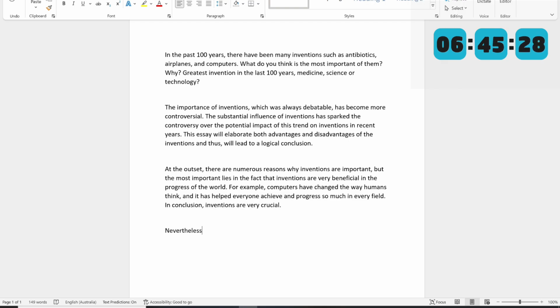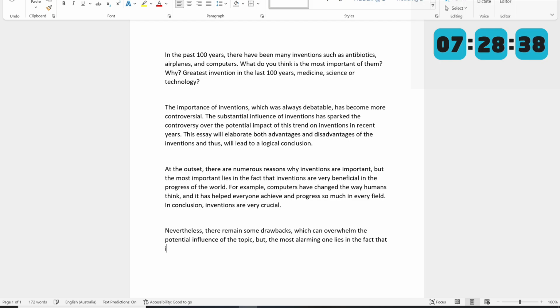Nevertheless, now obviously it's a negative paragraph. Nevertheless means opposite. There remain some drawbacks which can overwhelm the potential influence of the topic, but the most alarming one lies in the fact that idea 2. Now I need to think of something negative about inventions. I can say, first of all, something negative about inventions.